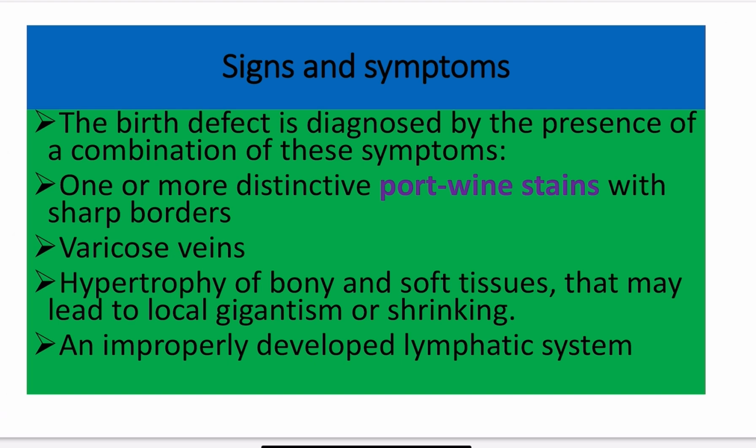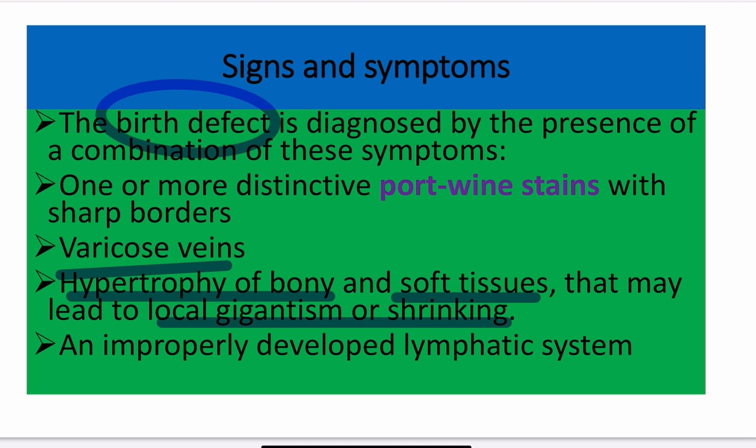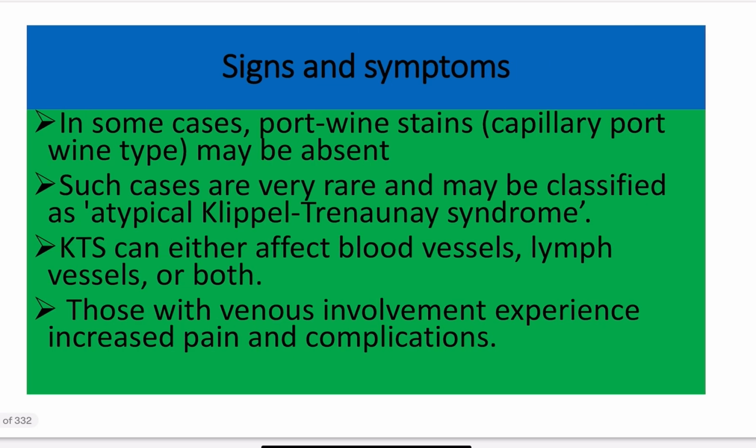Now see the signs and symptoms. The birth defect is diagnosed by the presence of a combination of these symptoms. That means Klippel-Trenaunay syndrome is a birth defect present from birth. One or more distinctive port wine stains with sharp borders, varicose veins, hypertrophy of the bone and soft tissue, which may lead to local gigantism or shrinking, and an improperly developed lymphatic system. So what are the signs and symptoms? First of all, port wine stain which is present from birth, varicose vein, and bone and soft tissue swelling. These are the features of Klippel-Trenaunay syndrome.